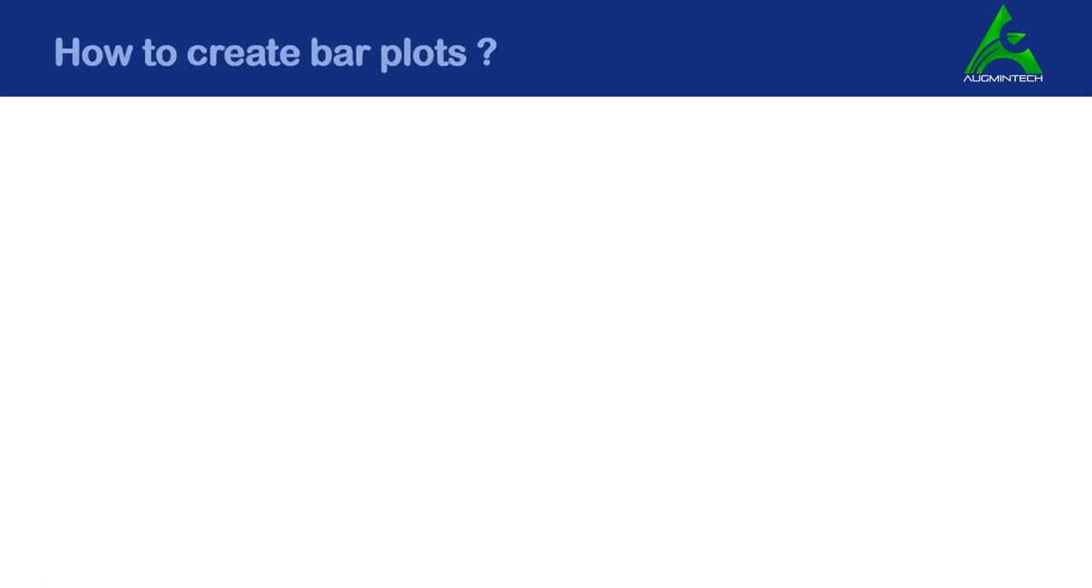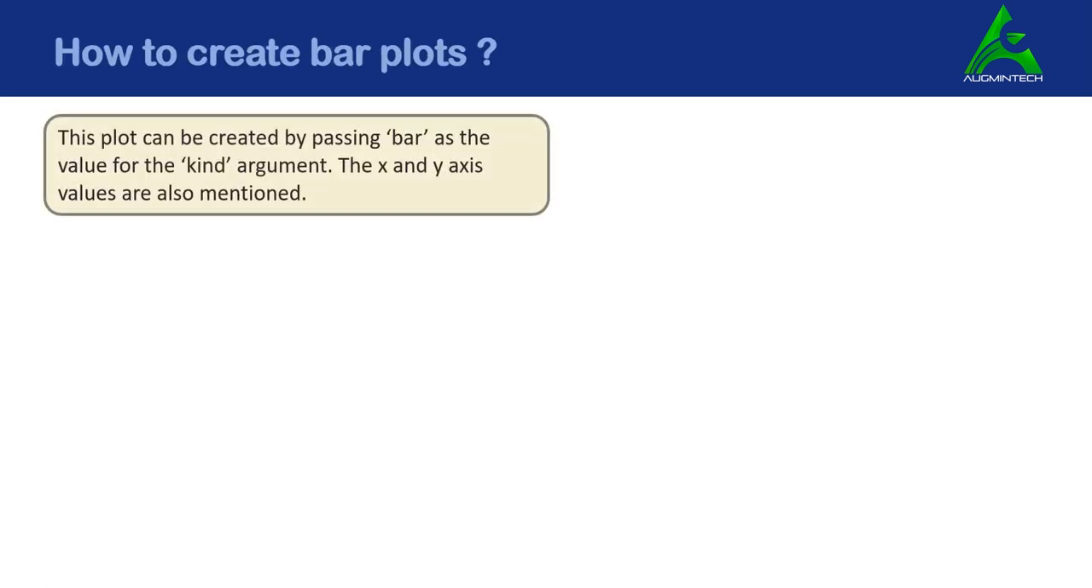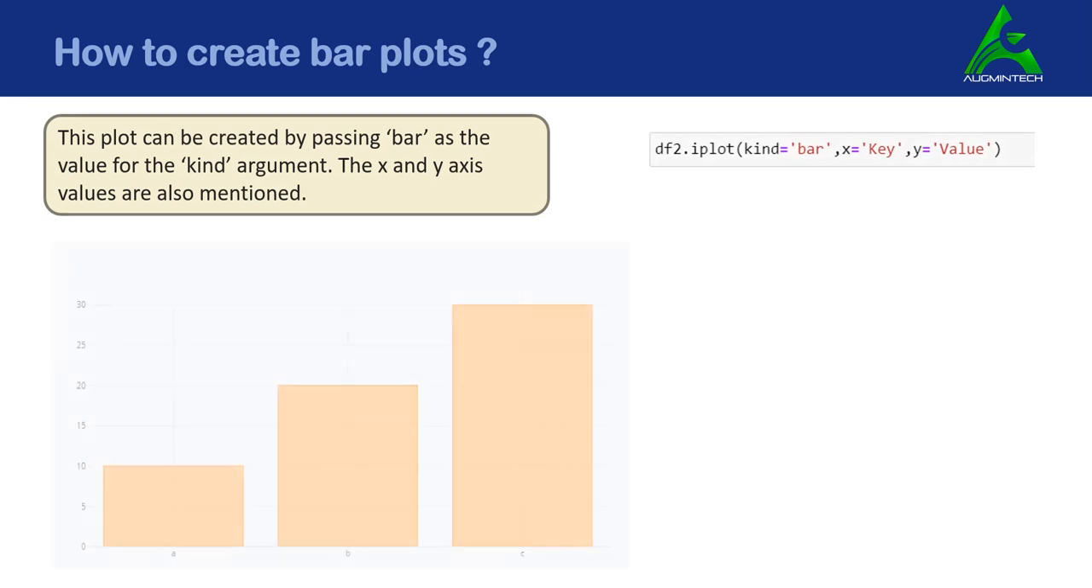Now let's see how to create bar plots. This plot can be created by passing bar as the value for the kind argument. So here we can just say kind equals bar, and then we can specify x and y column names. And this is how the bar plot in Plotly looks like.